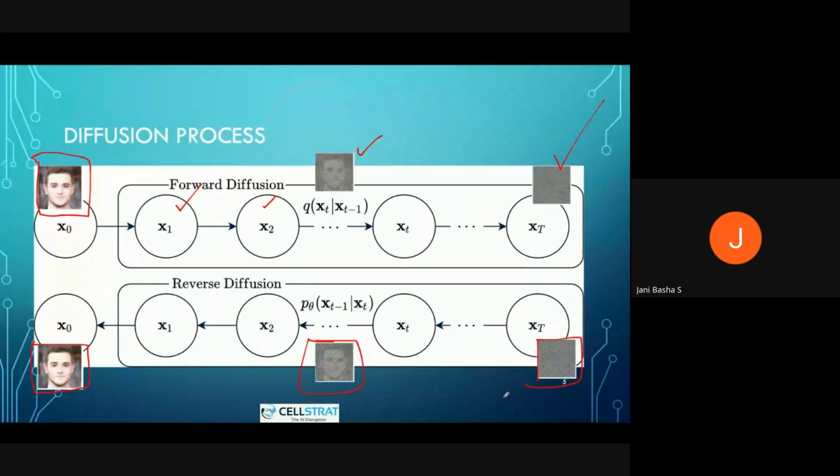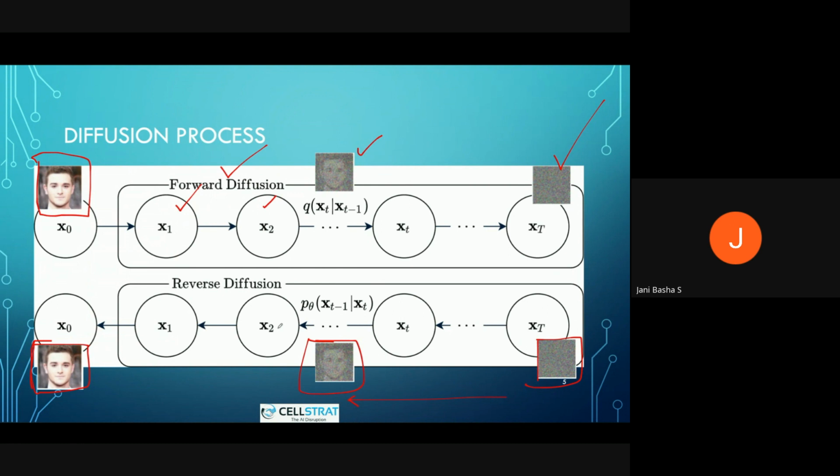So reverse diffusion starts from this side. In order to do the forward diffusion, we'll add Gaussian noise to the image. That's what I was telling. And in order to do the reverse diffusion process, we'll take the help of the UNet, wherein we are predicting the noise and then subtracting the noise from that image to get the original image.